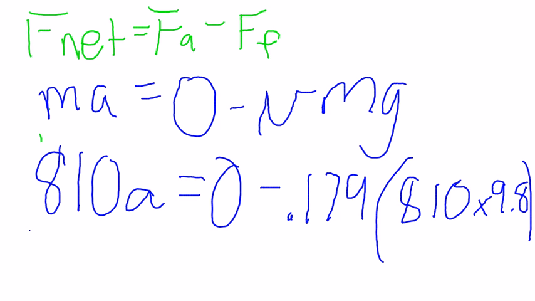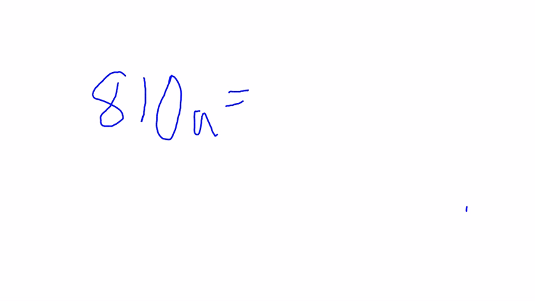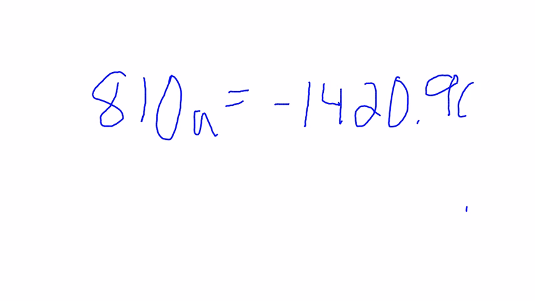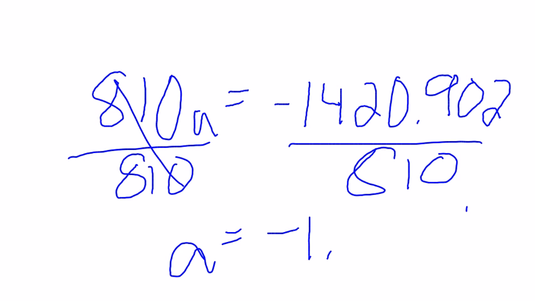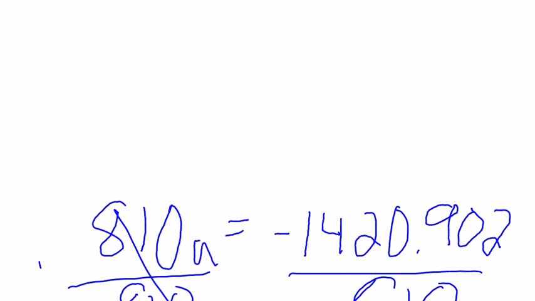And that will get us to equal, I'm out of room here, we'll go up, 810A equals negative 1,420.902 divided by 810 gives our acceleration negative 1.7542.